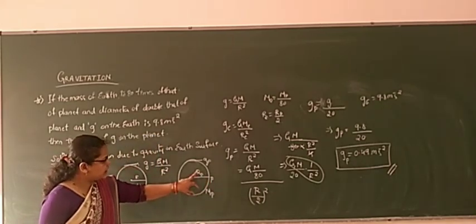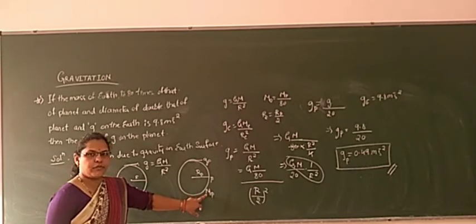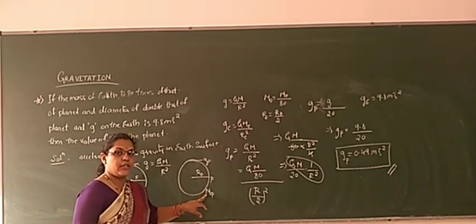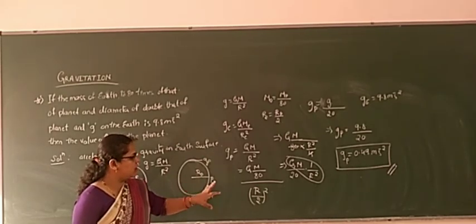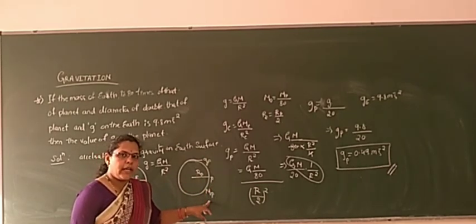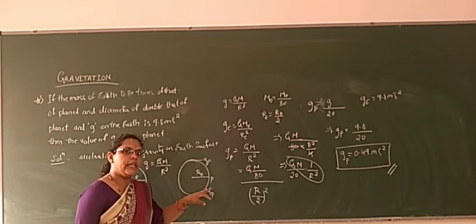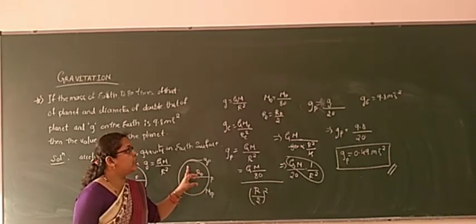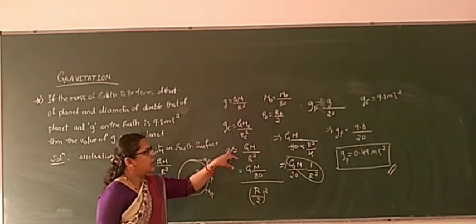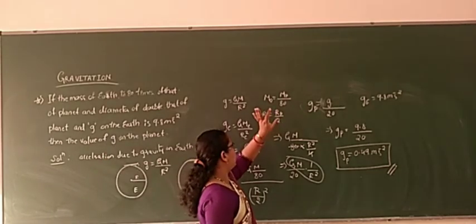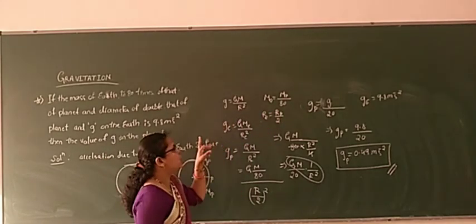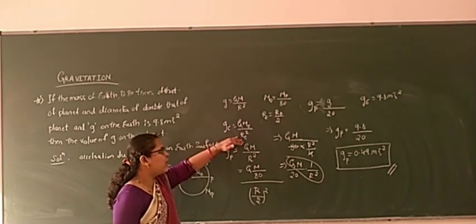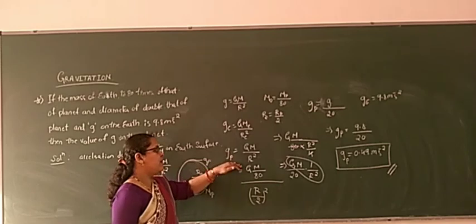Sorry. Then the radius and the mass of the planet are given: the mass of the planet is 1 by 80 times the mass of the earth, and the radius of the planet is double that of the earth. As we know, the acceleration due to gravity on the surface of the earth, this form we can frame for the earth as well as for the planet.